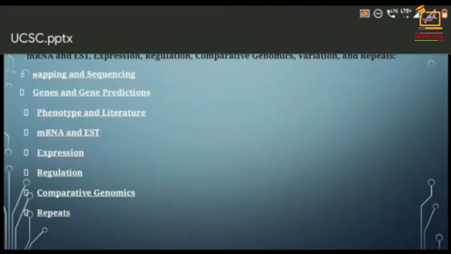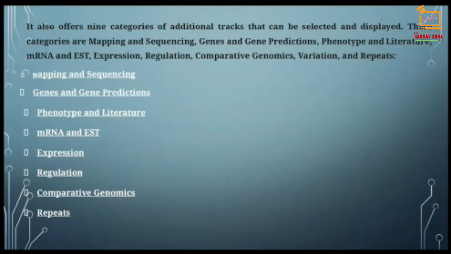The next track is regulation. The regulation track of the UCSC Genome Browser is a category of tracks that control the representation of promoter and control regions within the genome. The next track is comparative genomics. The user can select from different tracks including primate, vertebrate, and other species and see how the gene sequence they searched is conserved among other species.